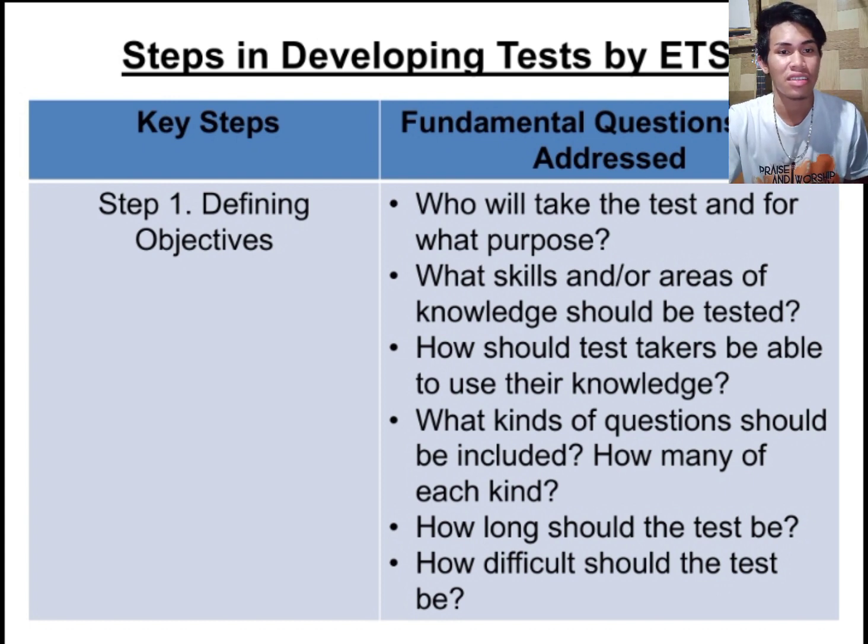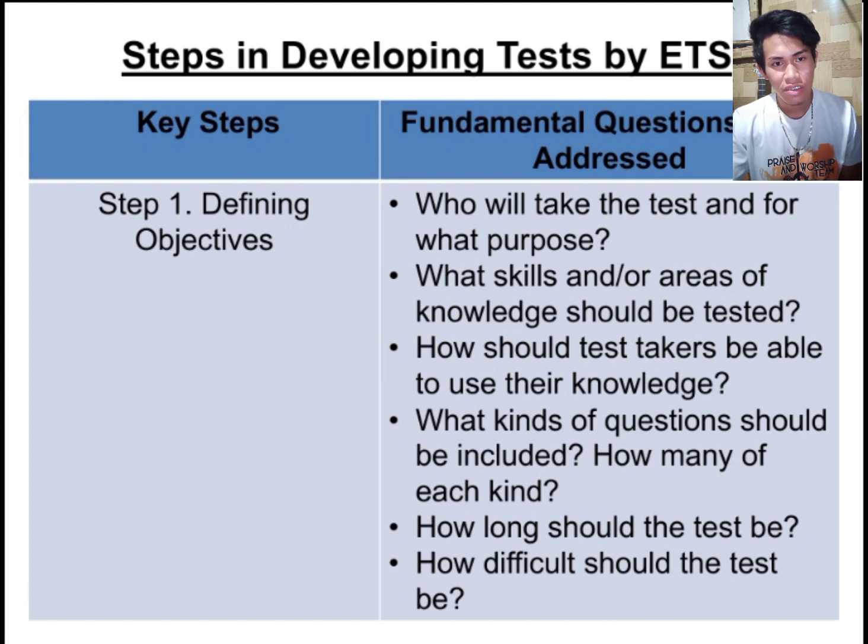Second is what skills and or areas of knowledge should be tested. So ETS needs to determine the specific skills or knowledge areas that the test should assess. This could include subject-specific knowledge, critical thinking skills, problem-solving abilities, or other relevant competencies.